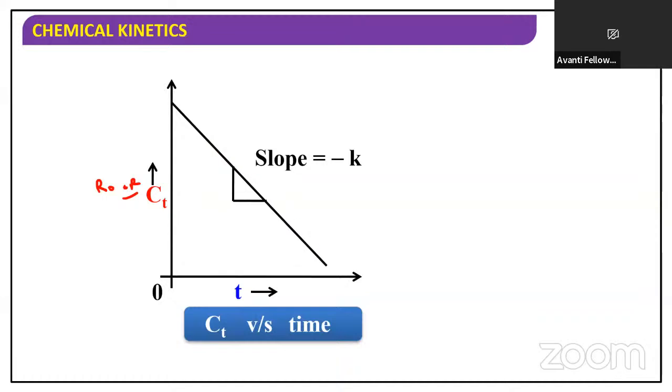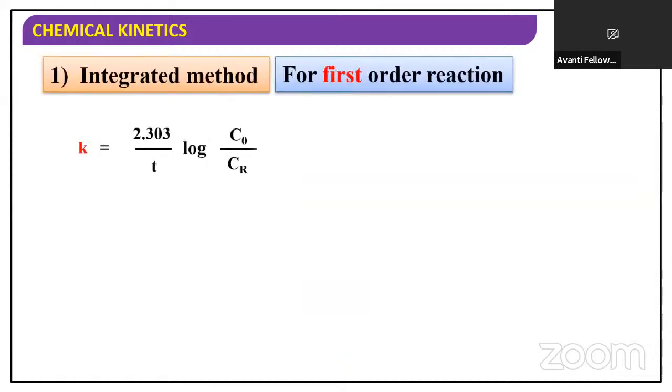So for the zero order, we get the graph like this, right? On the y-axis, we have R naught or Ct. On the x-axis, we have t. And slope is equal to minus k. So this is the graph and the equation.